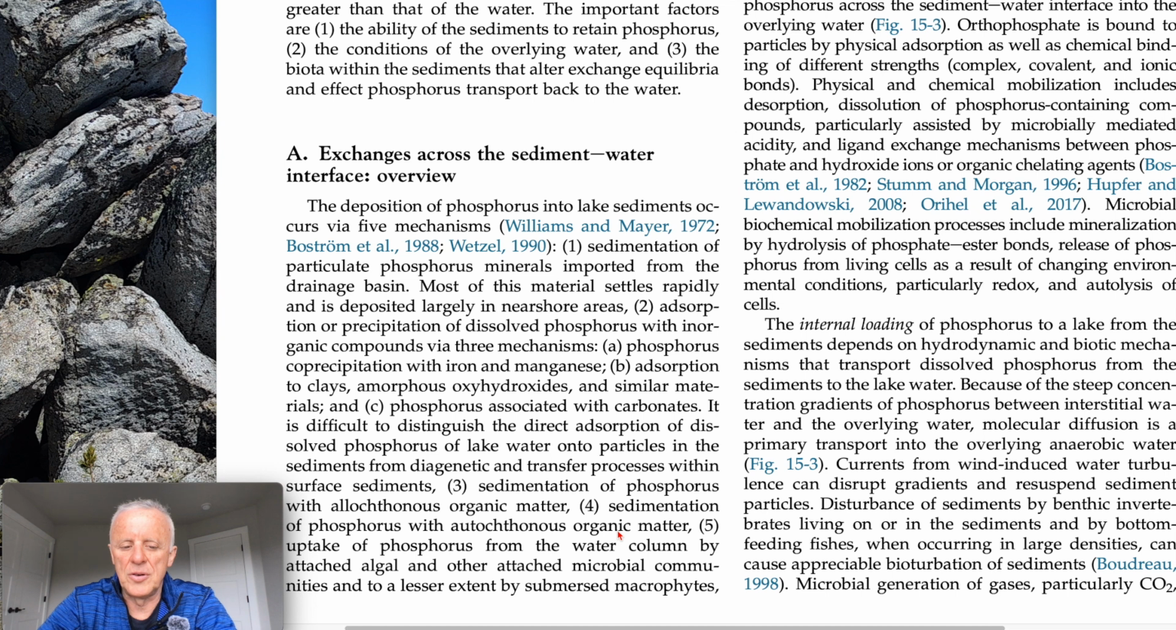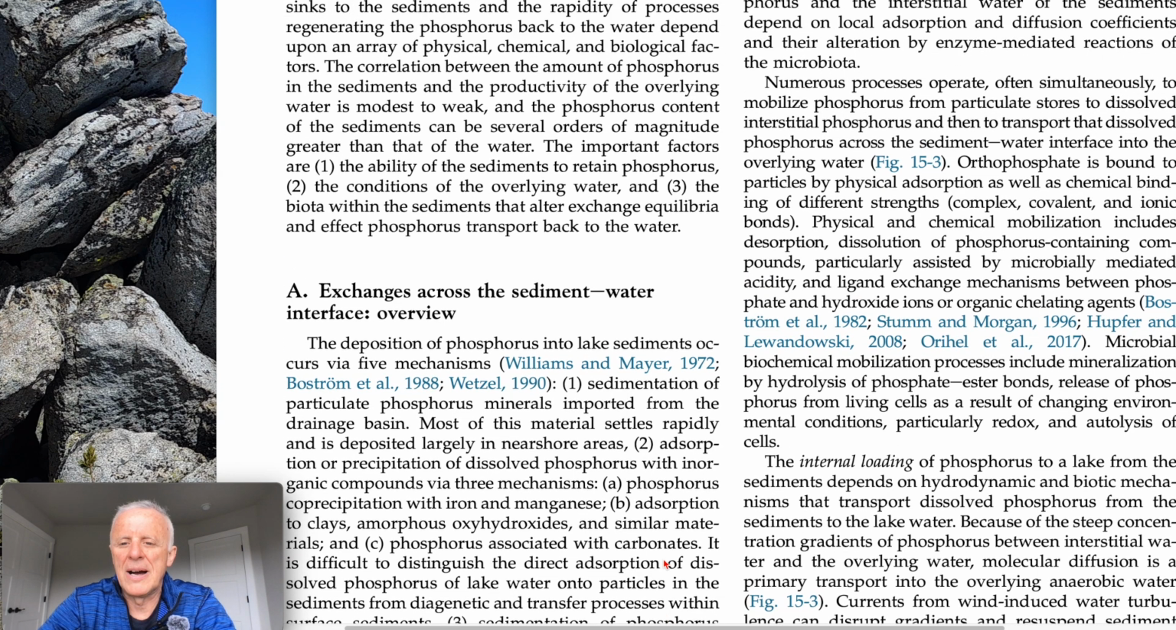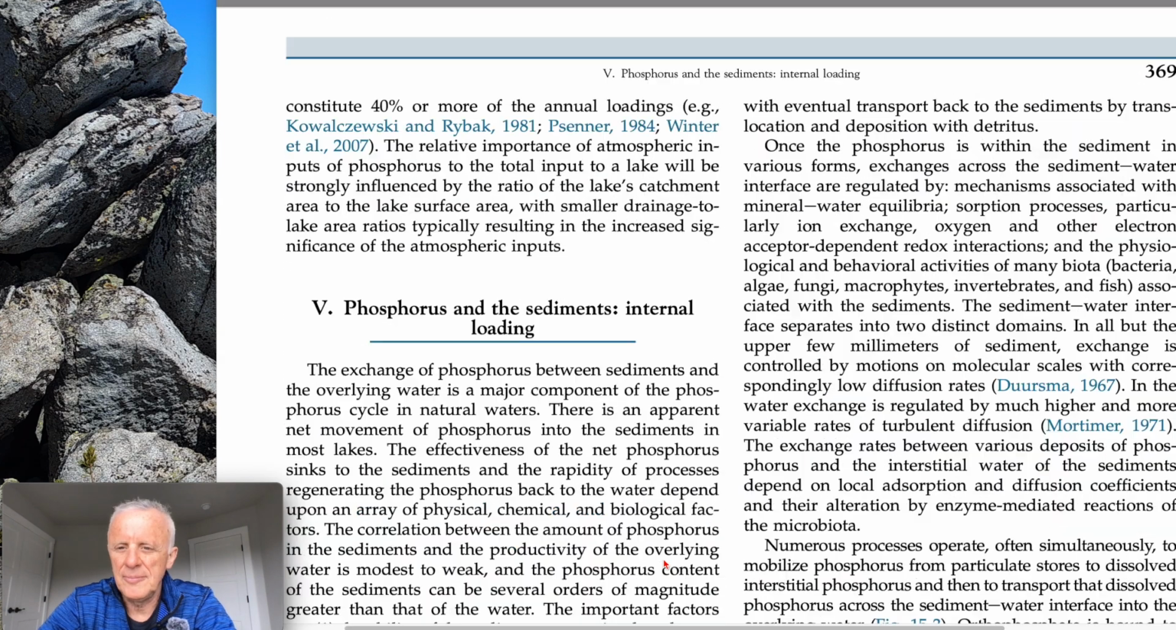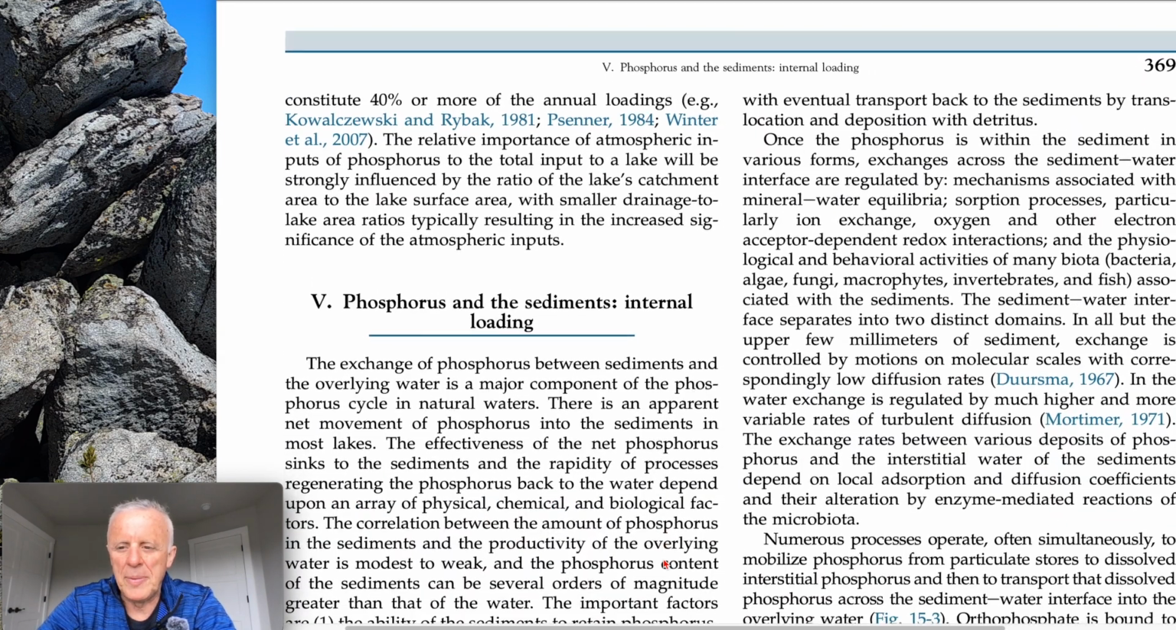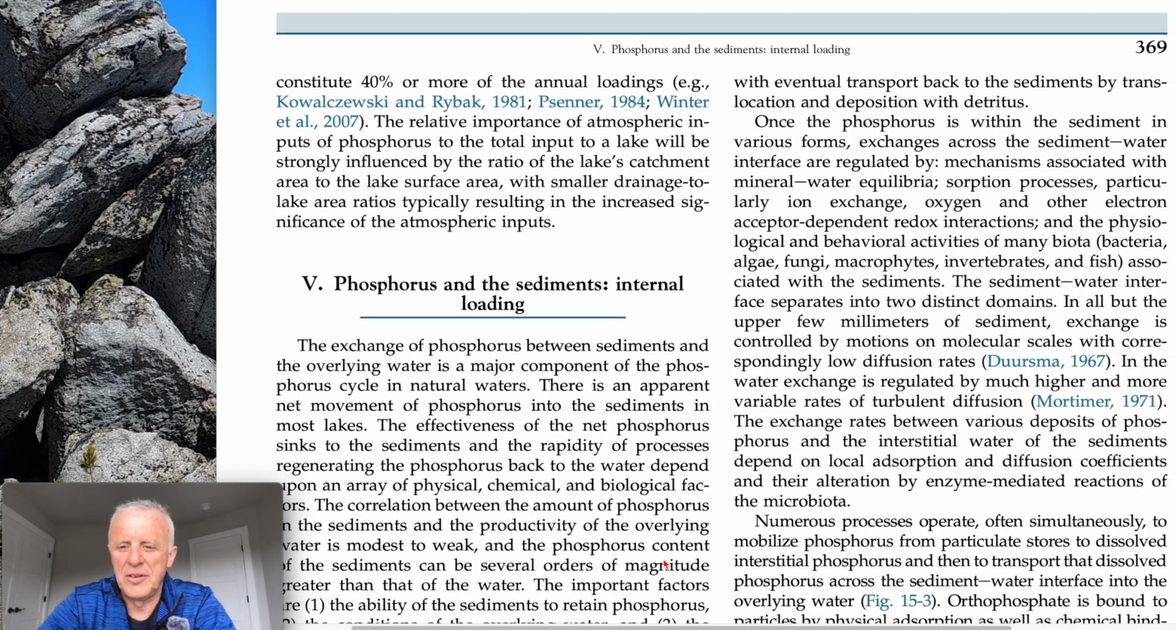3. Sedimentation of phosphorus with allochthonous organic matter. 4. Sedimentation of phosphorus with autochthonous organic matter. And 5. Uptake of phosphorus from the water column by attached algal and other attached microbial communities, and to a lesser extent by submerged macrophytes, with eventual transport back to the sediment by translocation and deposition with detritus.